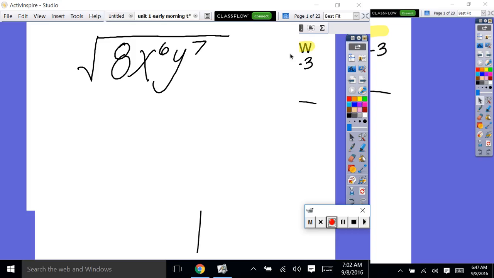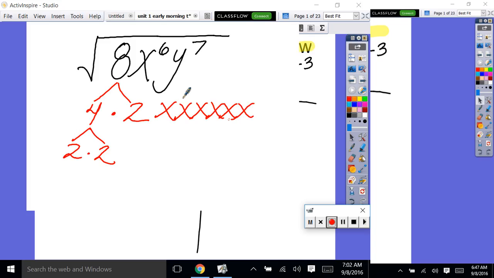We simplify the top, simplify the bottom, simplify the whole thing. Okay, here we go. Simplifying this, we break it down into its factors. So 4 times 2, correct? 4 is 2 times 2. Now x to the 6 means we have 1, 2, 3, 4, 5, 6 x's. Do you remember doing this last year? And then y to the 7 means we have 1, 2, 3, 4, 5, 6, 7 y's.